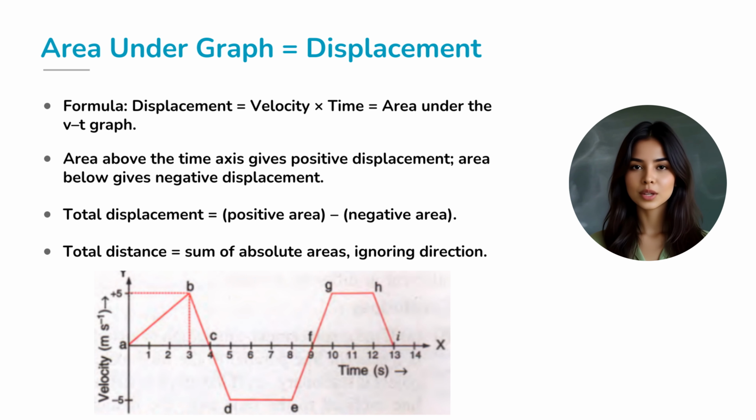Positive areas, the ones above the x-axis, show movement away from the starting point. Negative areas below the x-axis show movement back toward it. And the total displacement? It's the positive area minus the negative area, including their signs. But if we only care about the total distance traveled, we just take the absolute value, add up all the areas without signs. Take a look at the figure. As you'll see, each segment of motion maps to a geometric shape: triangle, trapezium, or rectangle, all measurable.